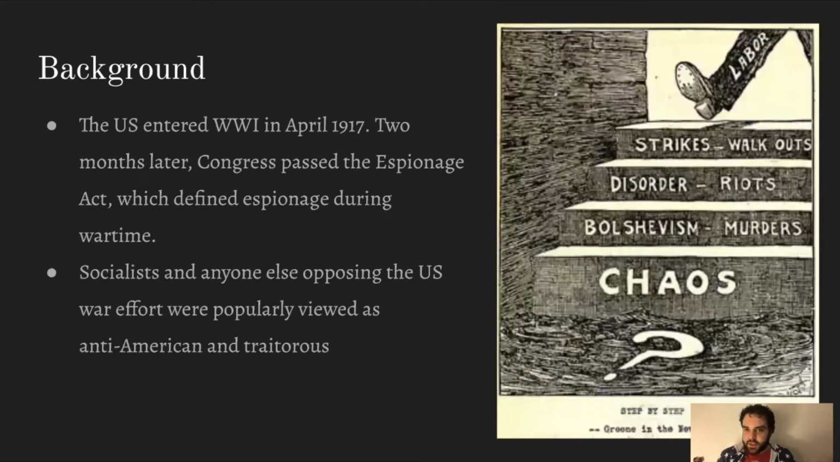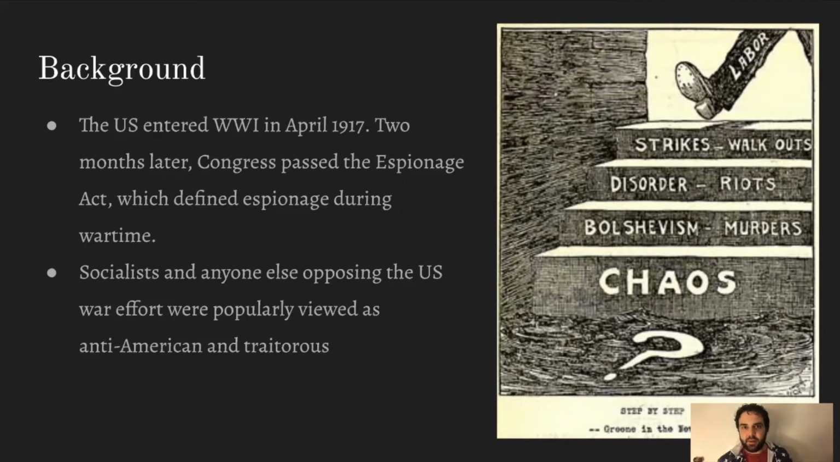The context for Schenck is extremely important. The US entered World War I in April 1917. Just 2 months later, Congress passes the Espionage Act, which defined espionage, which attempted to give the government the power to stop efforts to interfere with, to sabotage the US efforts at war.